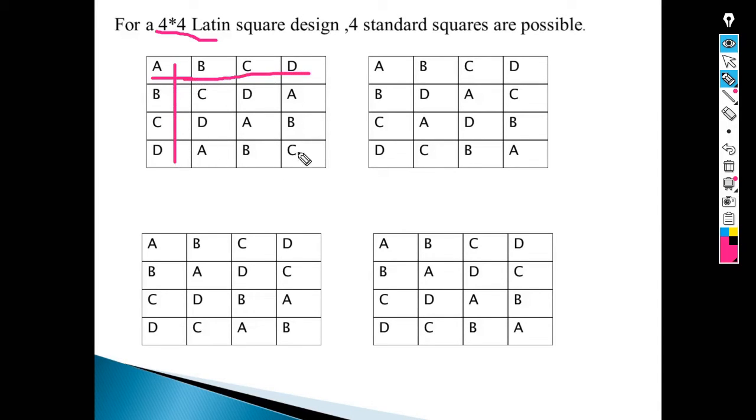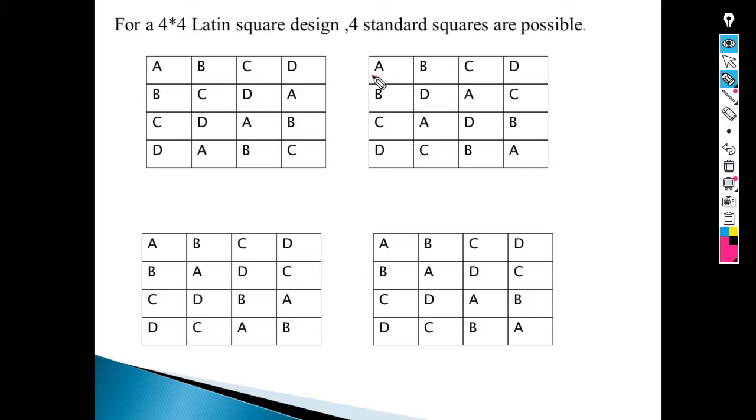In the remaining experimental units, we assign our treatments in such a way that in each row and in each column we get one treatment only once. So here we assign C, D, A, D, A, C, and in the last row we assign A, B and C. So in this way we get our first standard Latin square for the 4 cross 4 Latin square design.